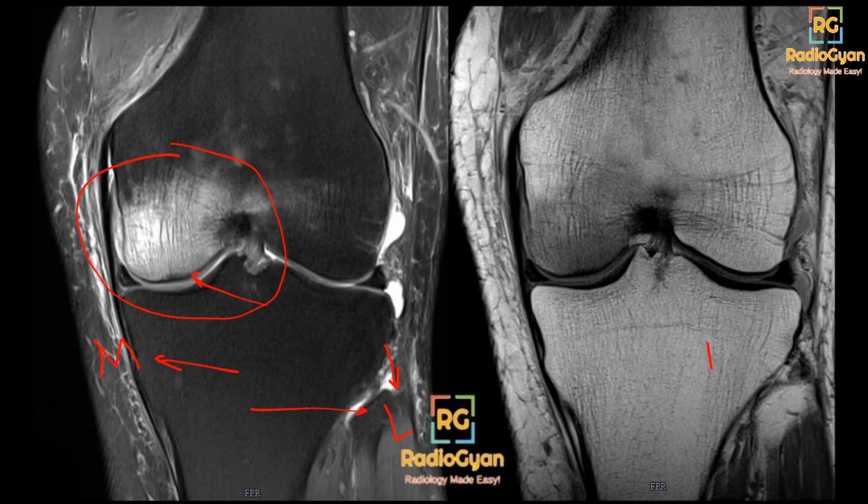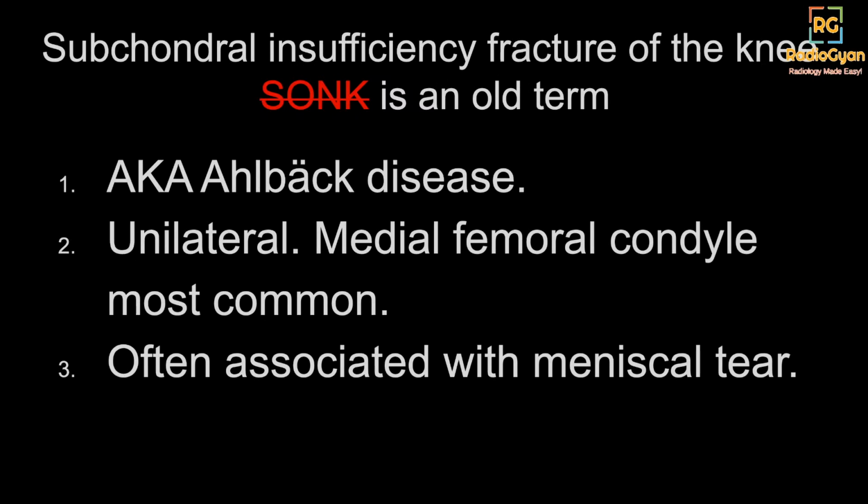What we see here is extensive edema on the medial femoral condyle, and there is a subtle hypointensity on non-fat and fat saturated images. So this is a subchondral insufficiency fracture of the knee. SONK, as it used to be known, or SPONK, spontaneous osteonecrosis of the knee.